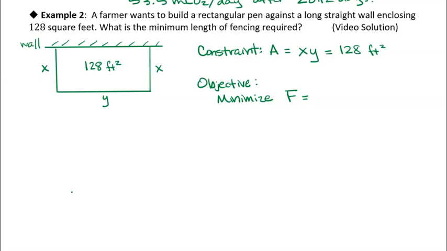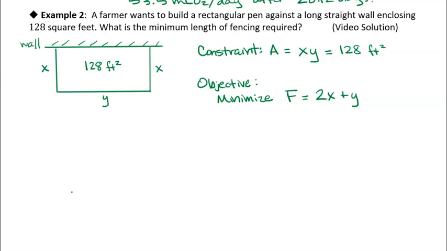Now, given the dimensions that I have here, it's essentially an x by y rectangle. The fencing is going to go around the perimeter, except for the back side is a wall, so we don't need fencing there. So the amount of fencing we need is 2 lengths of x, which is 2x, and then plus the length of y. That's our objective, so this is our objective function. All right, so now that we have a formula for the length of fencing, I want to find the minimum of it.